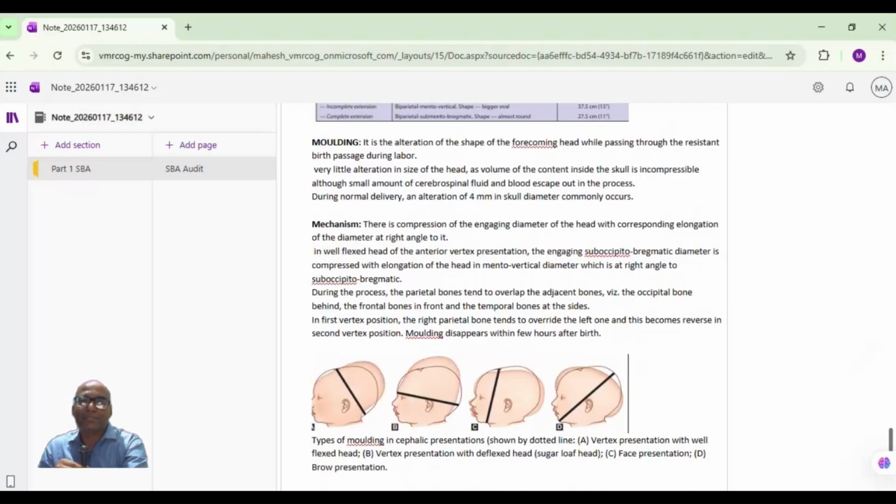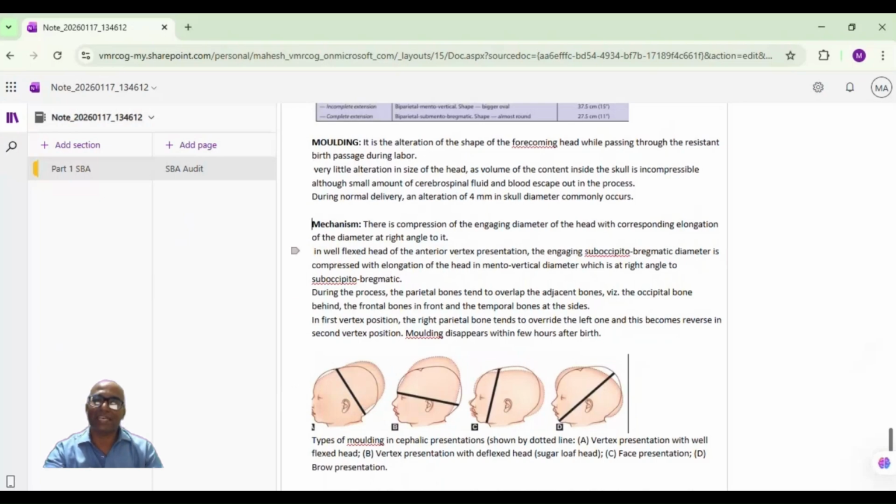What is the mechanism? There is a compression of the engaging diameter of the fetal head with corresponding elongation of the diameter at right angles to it. So if the head gets compressed in this direction, at right angles to it there will be elongation. That is the mechanism. So it will get compressed along the diameter of the engagement, and at right angles to it, there will be elongation.